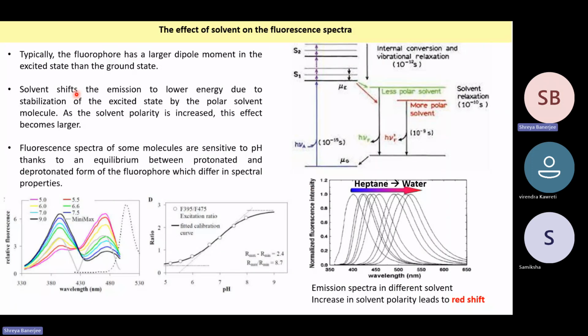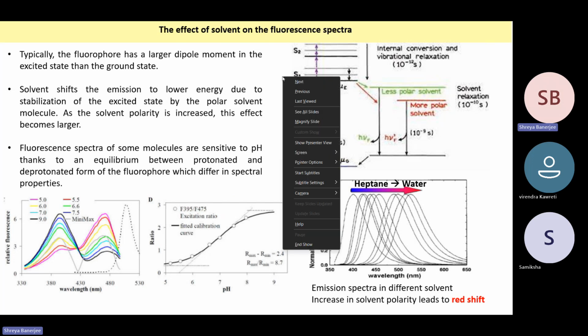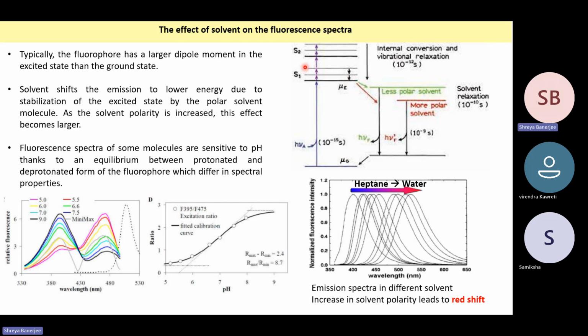So now we will look at the solvent effects. If you remember, S1 is the excited state. Now, in a less polar solvent, the stabilization of S1 decreases its energy, but if you have a more polar solvent, S1 energy will decrease even more.